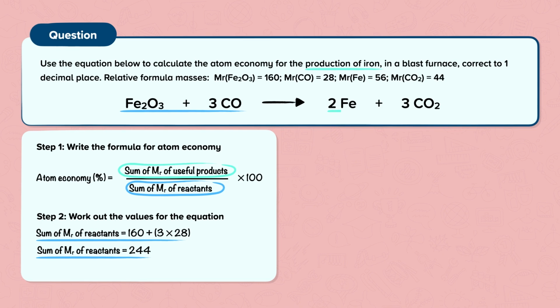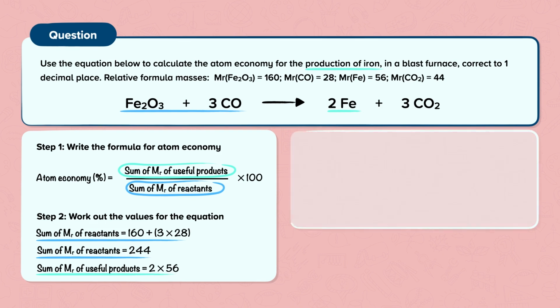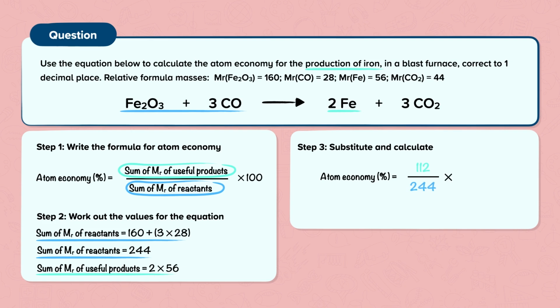Then we find the sum of the MR of the useful product. In this case, it's iron. 2 multiplied by 56 is 112. Finally, we substitute the values into the formula. This gives 112 divided by 244 multiplied by 100. So the atom economy for this reaction is 45.901%. Correct to 1 decimal place, it's 45.9%.